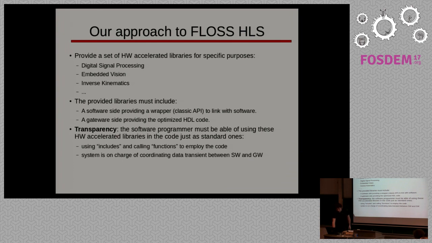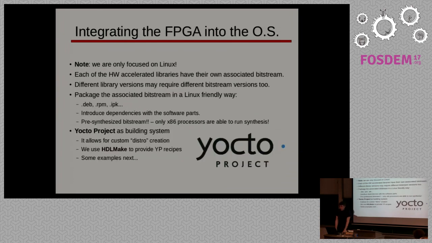How can we integrate the FPGA into the operating system in order to get this kind of thing? Okay, first of all, we are only focused on Linux. I am not going to talk about Windows or anything else. And what we need, as I have previously said, is to have some hardware-accelerated libraries with their own associated bitstream for the FPGA. We need to know that different library versions, from the standard software point of view, might require different bitstream versions too. So we need to match the software part and the bitstream part.